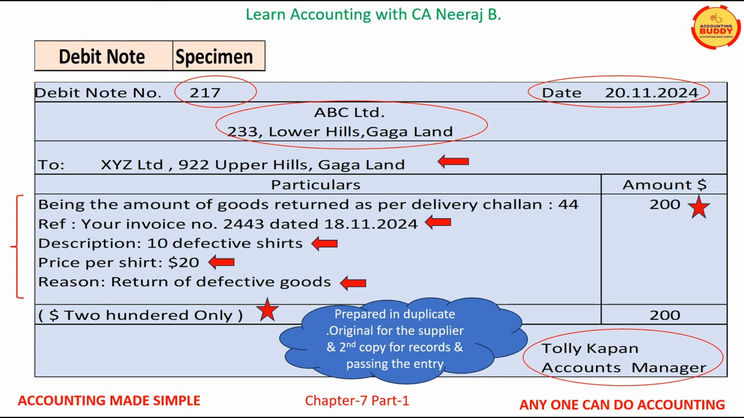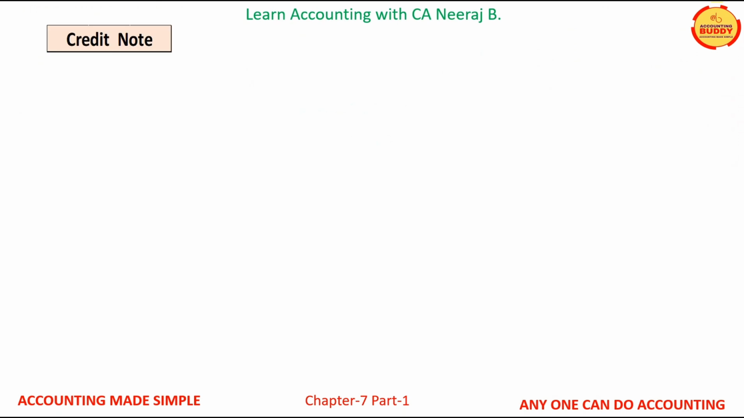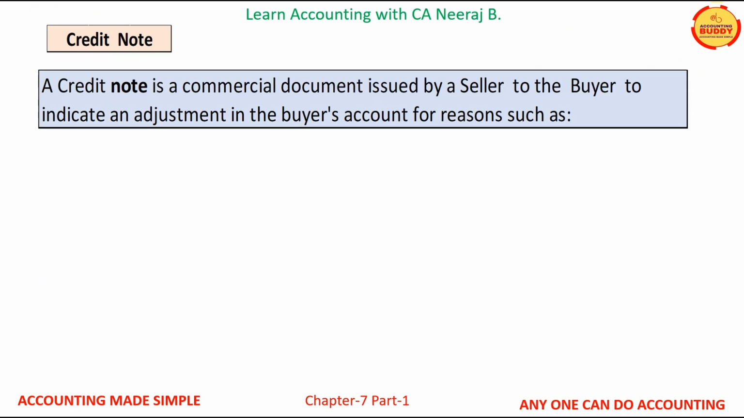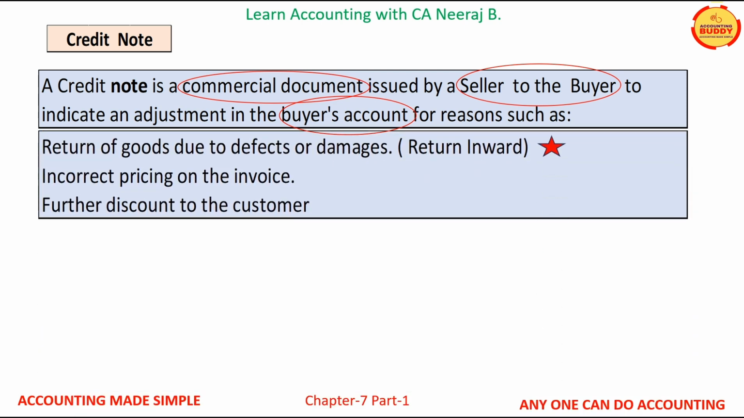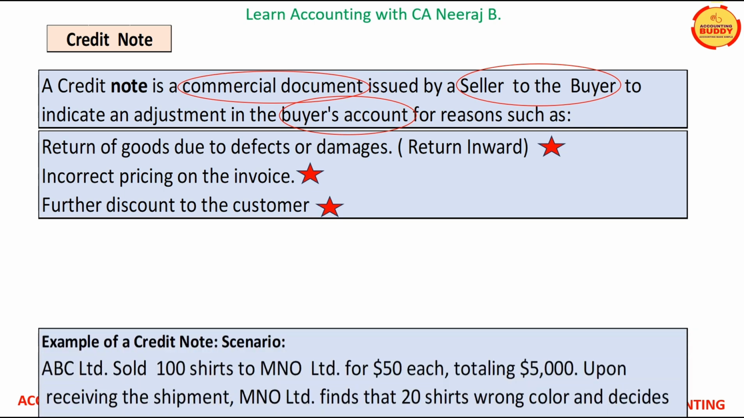Let us learn about credit note. A credit note is a commercial document issued by the seller to the buyer to indicate an adjustment in the buyer's account for reasons such as return of goods due to defects or damages, incorrect pricing on the invoice, or further discount to the customers. Let us further understand the credit note with the help of a business scenario.